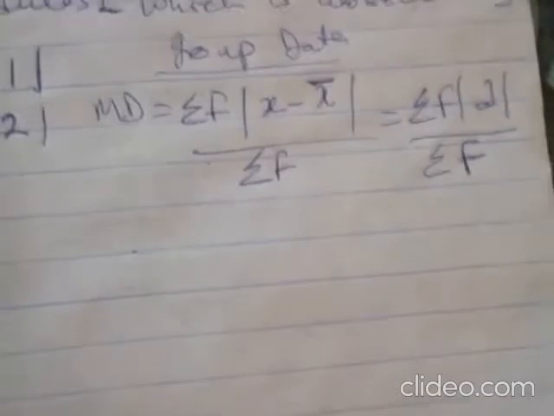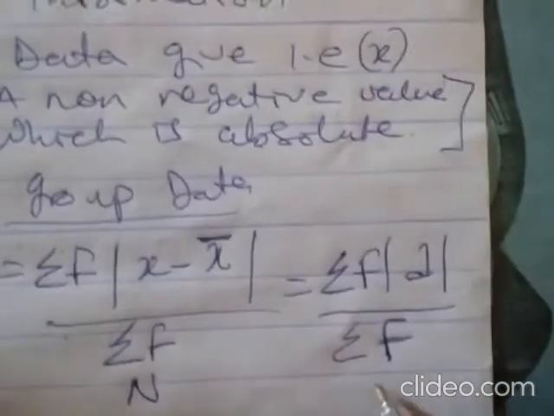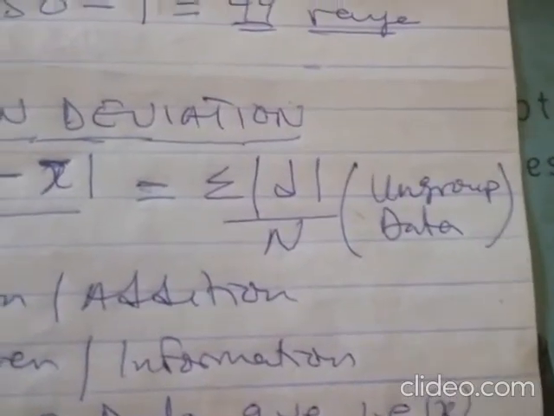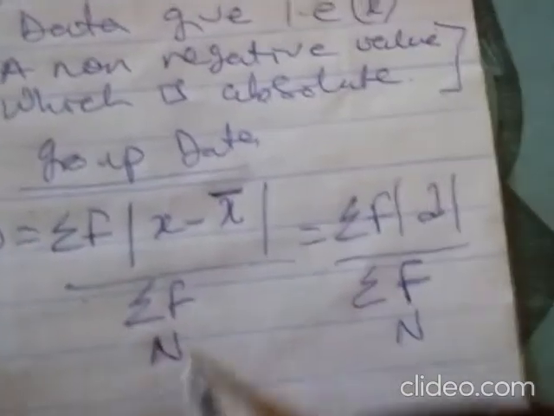Now you can see that the formula is quite similar. The difference here is the n. So one is for grouped and the other is for ungrouped data. So just note the differences. Now let's go and solve some questions, and I can assure you that this will ease some of your pain.